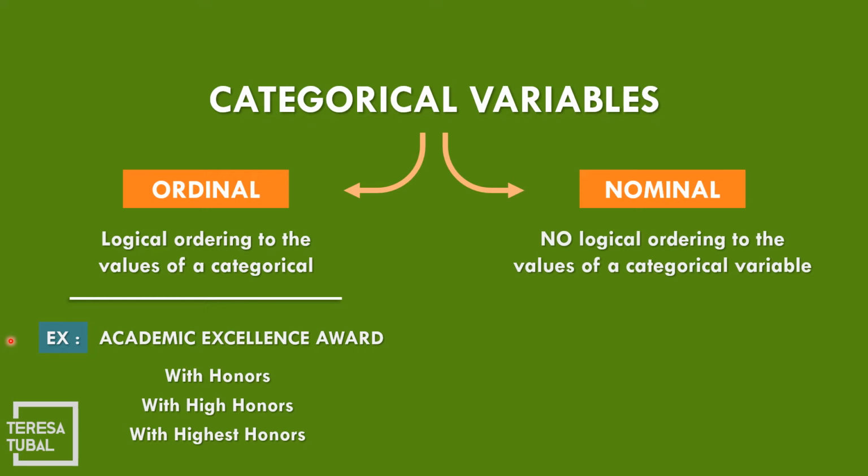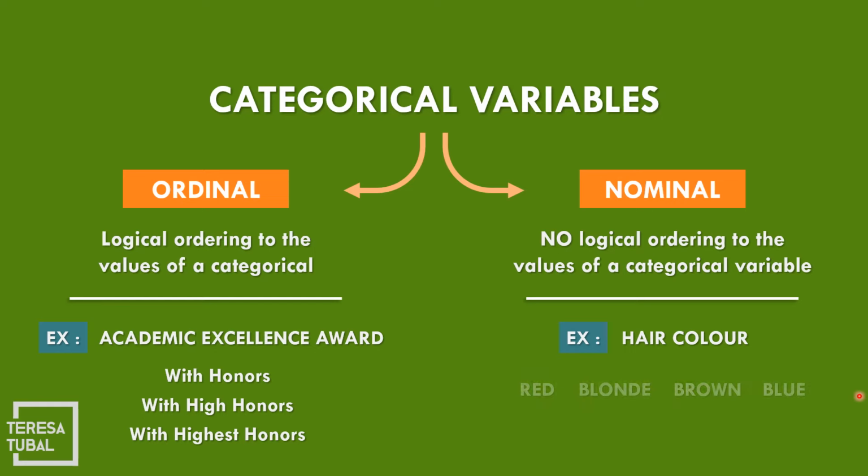How about nominal? Nominal, it refers to no logical ordering of the values of a categorical variable. So, example of the nominal, that is the hair color. We may arrange the hair color alphabetically: blonde, blue, brown, and red. But then, no sense of ordering because no logical ordering of the values.